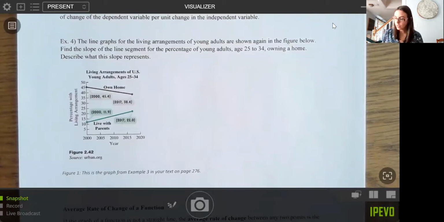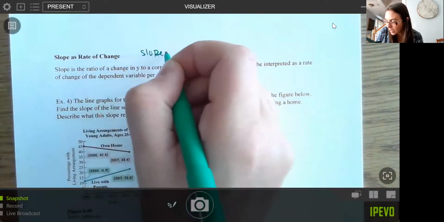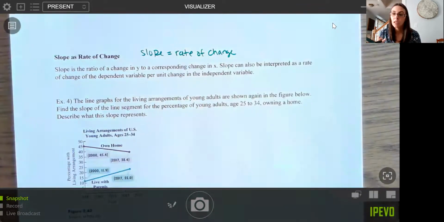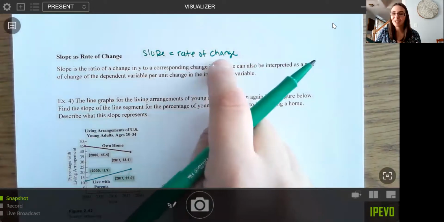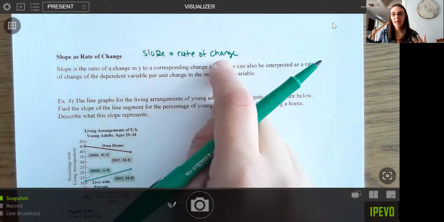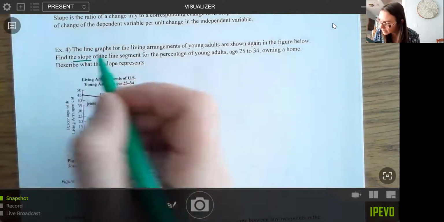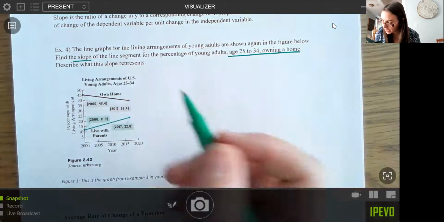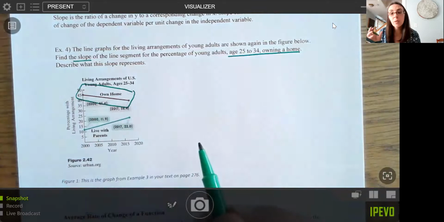So I want you to think that when you hear the term rate of change, those terms slope and rate of change really just mean the same thing. So if you see a question that asks for the rate of change, you're just finding the slope and vice versa. Usually we tend to use rate of change more with applications to kind of bring in some meaning there, but it really just means to find the slope. So what we're doing here is we're finding the slope of the line segment for the percentage of young people ages 25 to 34 owning a home. So I'm looking at this line right here and using the points that are given.